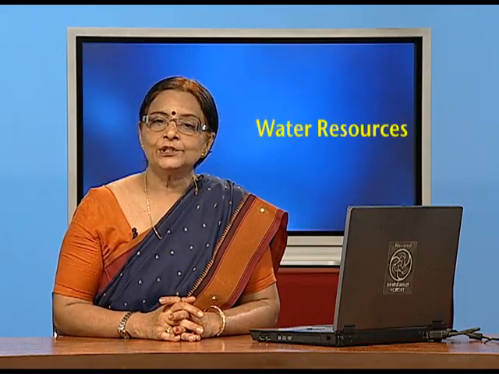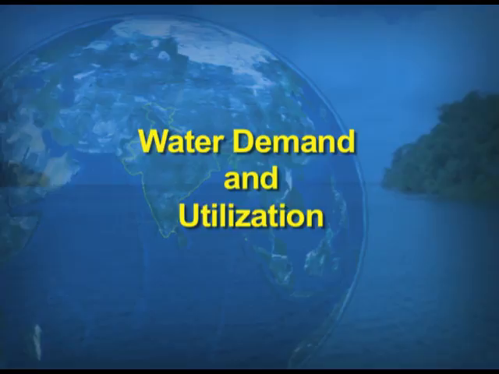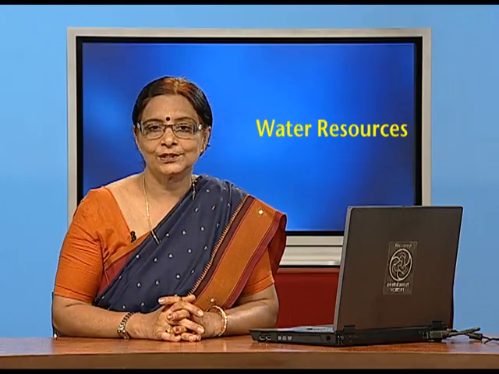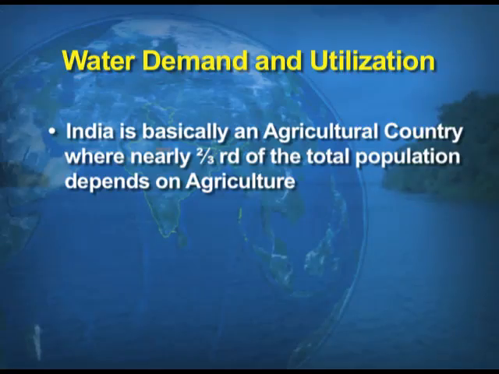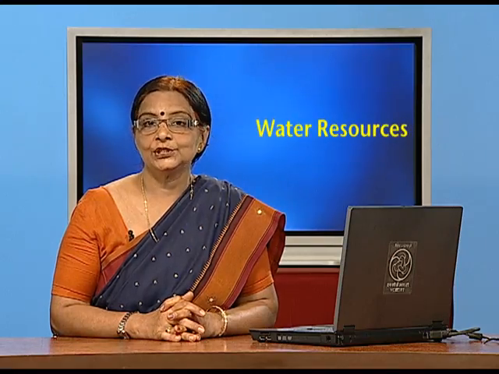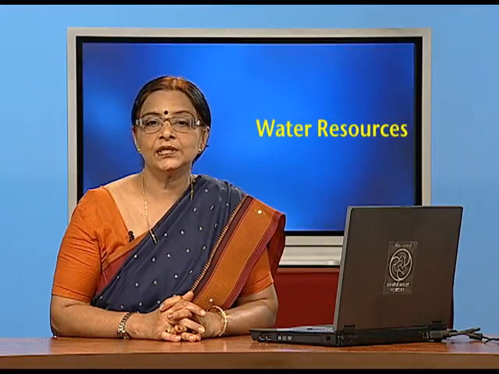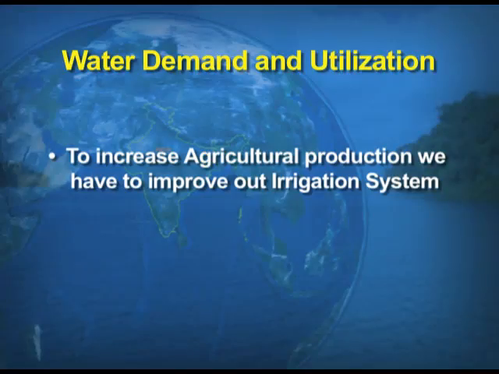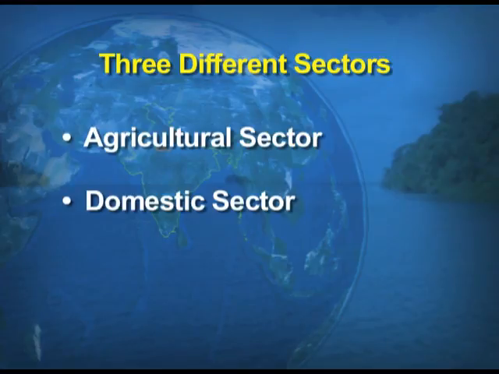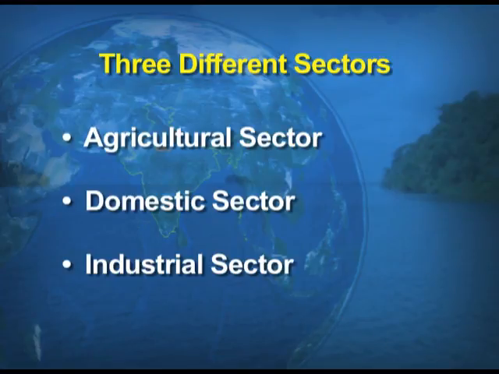Now, we talk about the water demand and utilization. Why do we need to have more water? What are the different utilities of the water? India is basically an agricultural country where nearly 2/3 of the total population is engaged in agriculture. To increase the agricultural production, we have to improve the irrigation system of the country. There are three different sectors: agricultural sector, domestic sector and industrial sector.